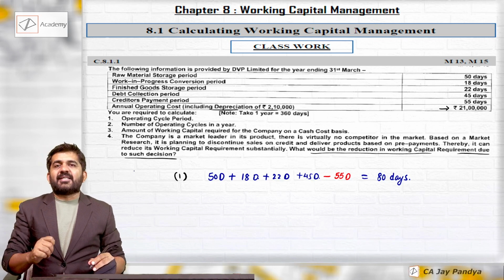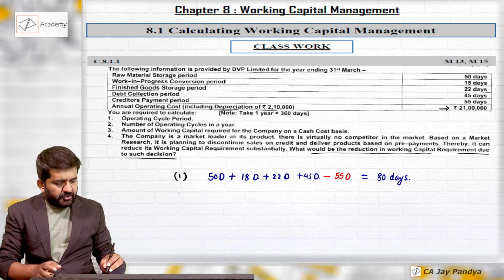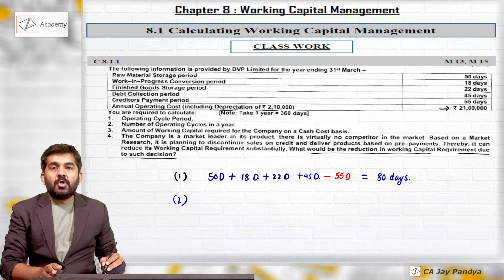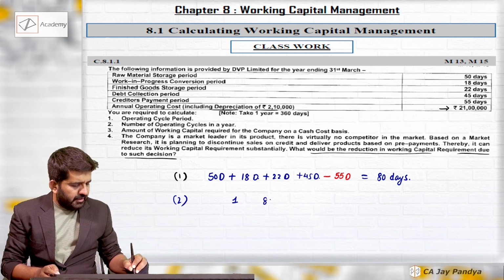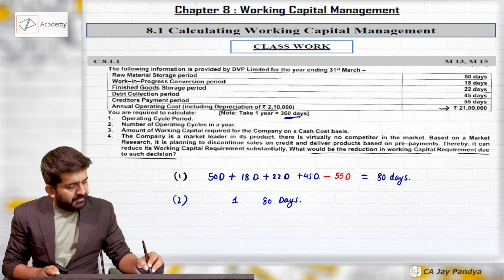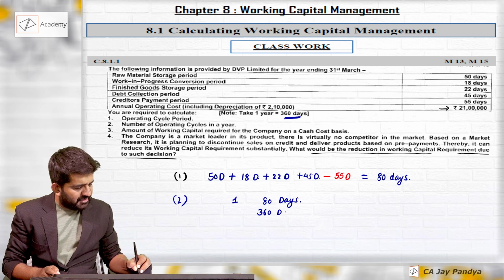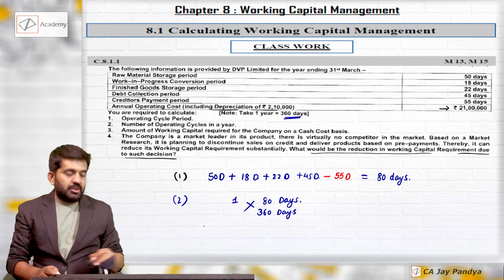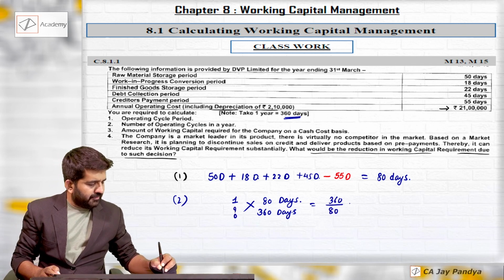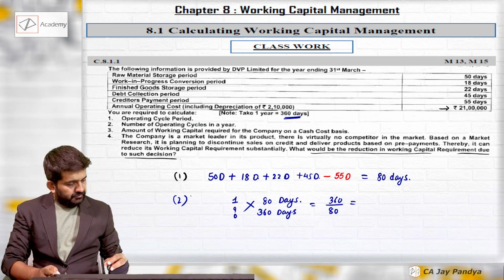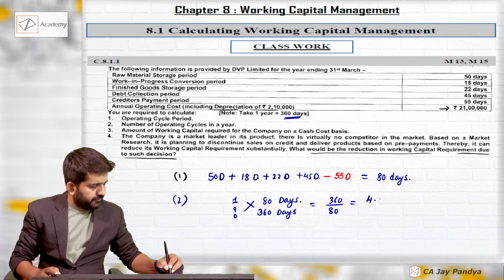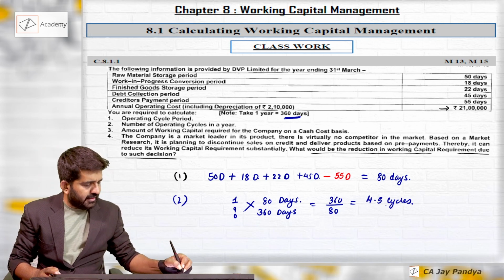Number of operating cycles in a year. This point we have not understood in introduction, but it is an easy point. Try to concentrate. If one cycle is of 80 days, how many cycles will be there in 360 days? Will be 360 divided by 80, 4.5 cycles.